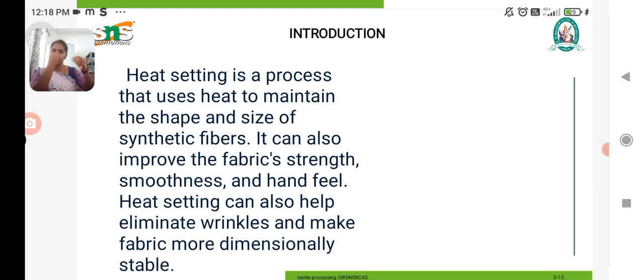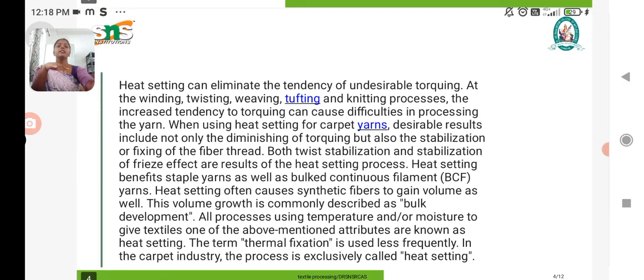Heat setting is used to make fabric more dimensionally stable. Heat setting can eliminate the tendency of undesirable torquing in the winding, twisting, weaving, tufting and knitting processes. The increased tendency to torquing can cause difficulties in processing the yarn.